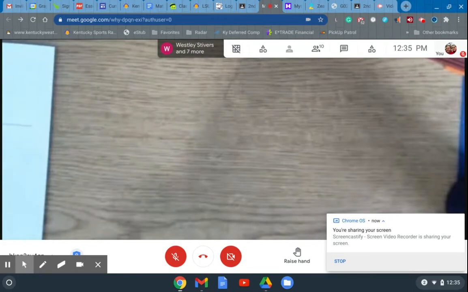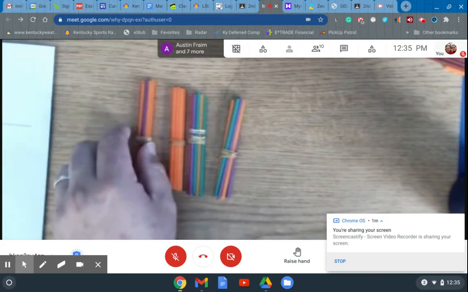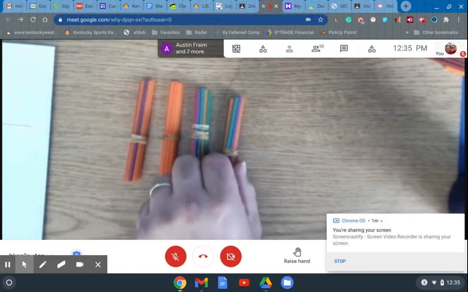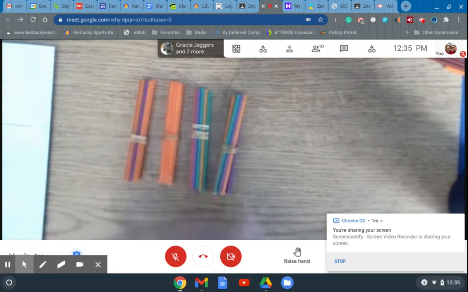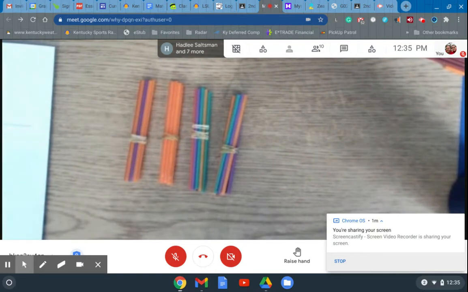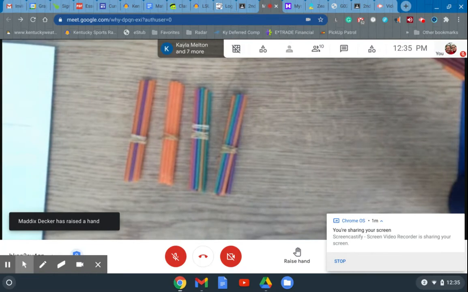All right, so we're going to start with this many. I'm going to space them out here where you can see them. Kaylee's got her hand up. Kaylee, how many do I have right here? 4 tens. I have 4 tens. And how much is 4 tens? 40. It's 40. Good job.